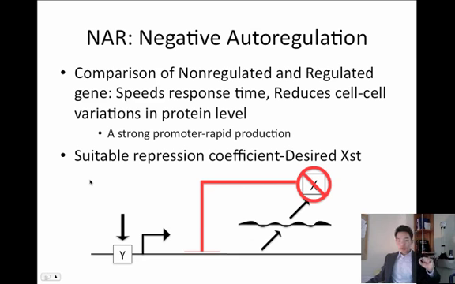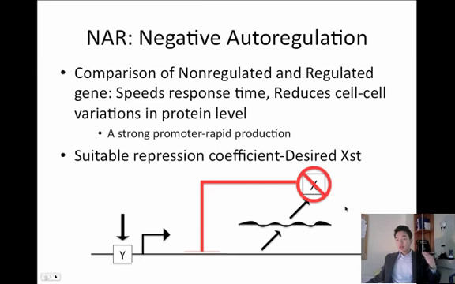Negative autoregulation is shown to have a few functional significances. In the first place, the genes which exhibit NAR tend to have a strong promoter, which means the production of the product is really rapid. The second point is the repression activity is dependent on something called the repression coefficient, which is the threshold value. It's not that every time the protein is produced, it represses itself. It has to attain a certain threshold above which the repression activity starts.